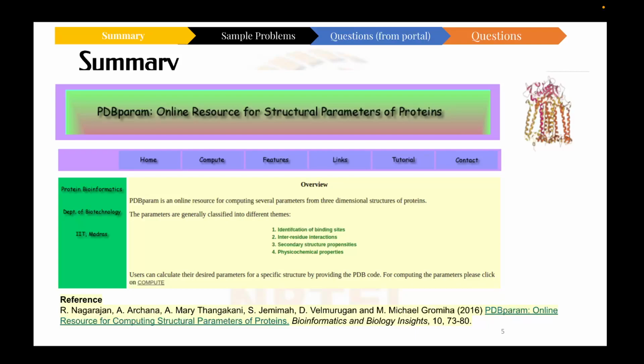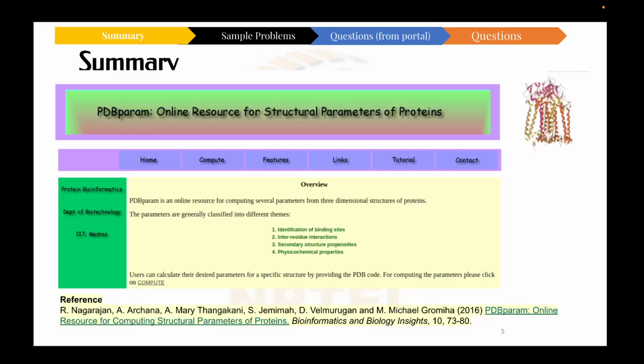Under the fourth category, that is identification of binding sites, this helps in locating residues involved in protein-DNA, protein-RNA, that is protein-nucleic acid, and protein-ligand interactions based on the distance criteria between atoms. It provides information on the binding sites within the protein.